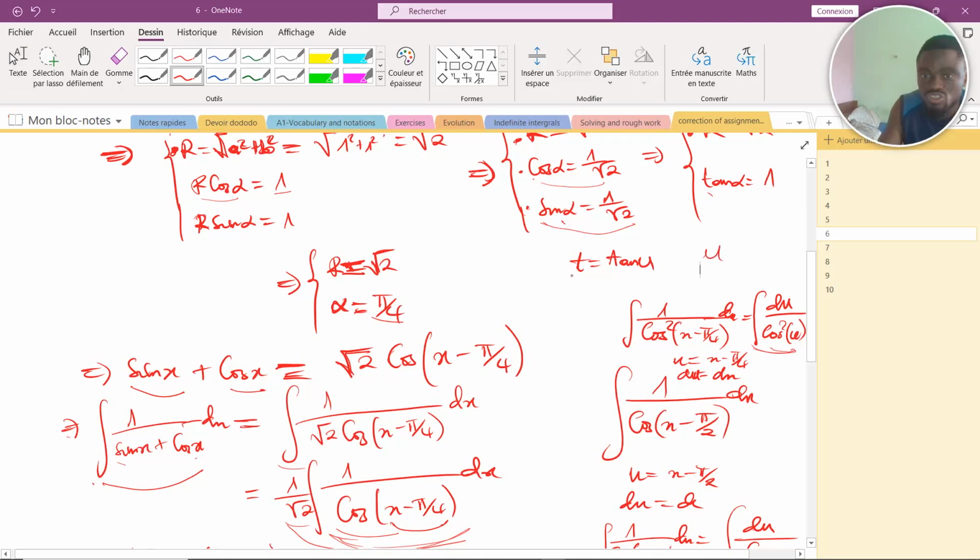When you do the substitution t, your answer will be in terms of t. Don't forget that your t was equal to tan u, so your answer will be in terms of tan u. But don't forget that your u was x minus pi on 4. You will come and substitute it in the answer you will have.